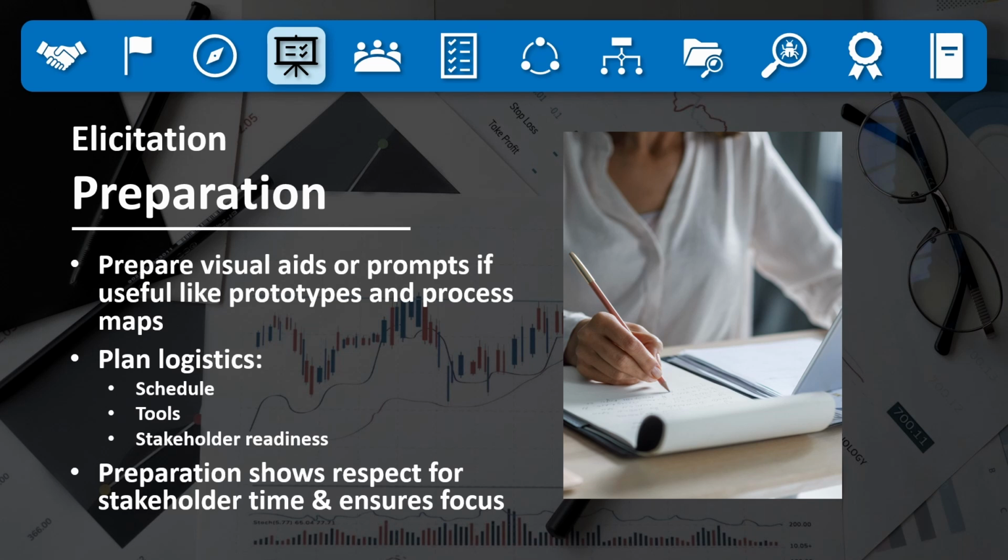Ultimately, preparation is about respect. Respecting stakeholders' time and ensuring that when they come to the table, the session is structured, purposeful, and set up for success. With preparation complete, the real engagement begins, conducting the elicitation sessions themselves. Let's explore how to make those conversations effective.